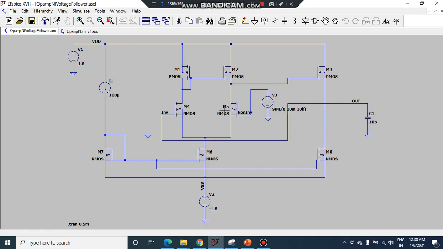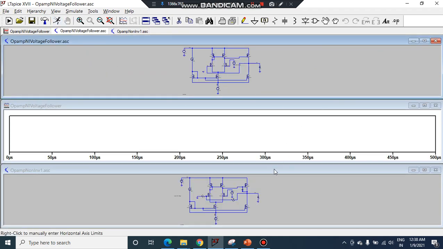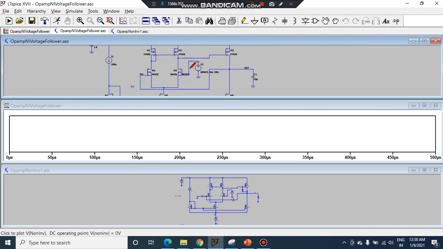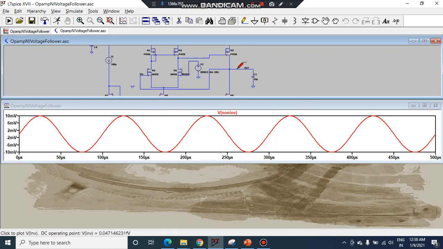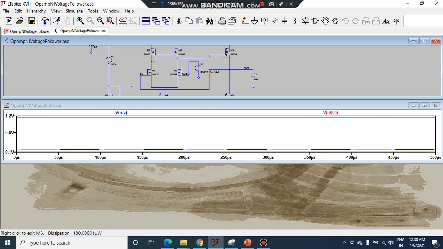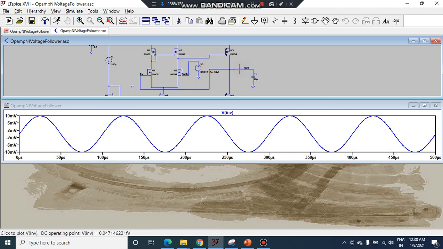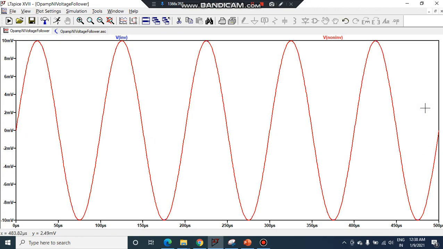Therefore, the output must be exactly equal to input. So let us investigate that. I run this and let us select the input. And now let us select the output. So you can see that the output is exactly overlapping the input. So this is output and this is input. So output is exactly equal to input as expected in voltage follower configuration.